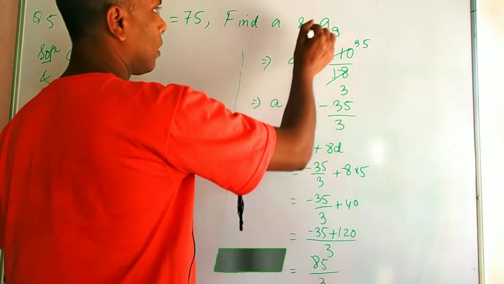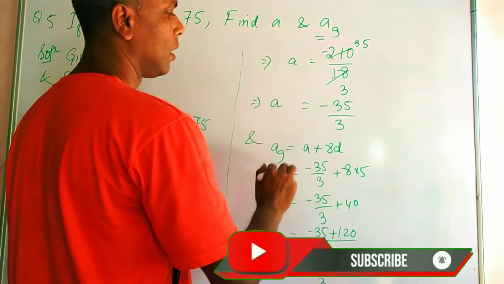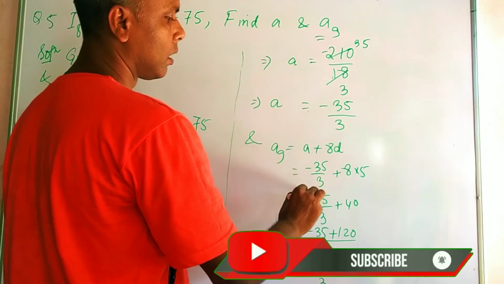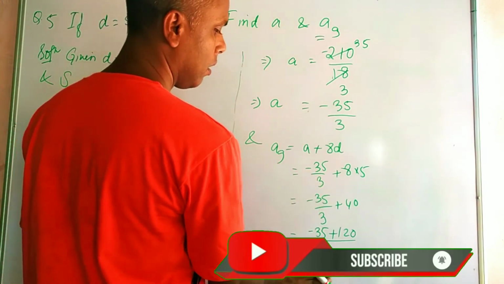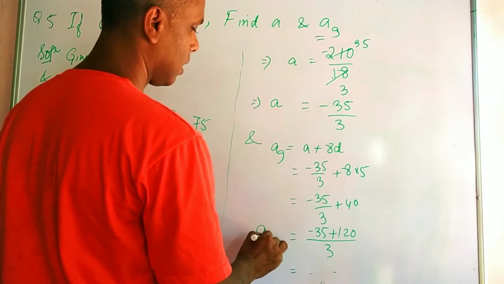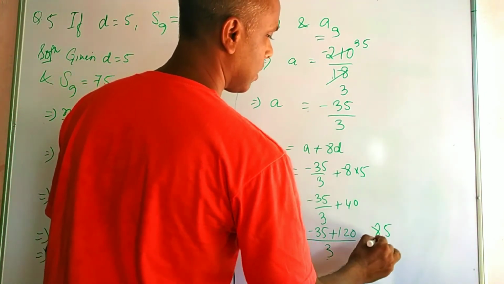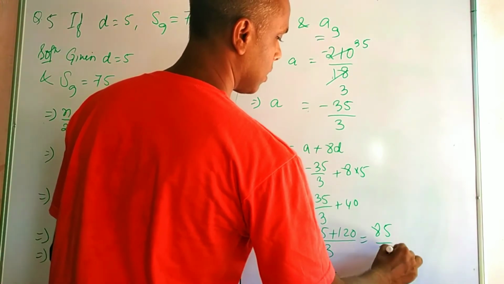So we have to find a9. a9 is a plus 8d. So we put the a value and substitute it, and we get the value of a9 as 85 by 3, which is the answer.